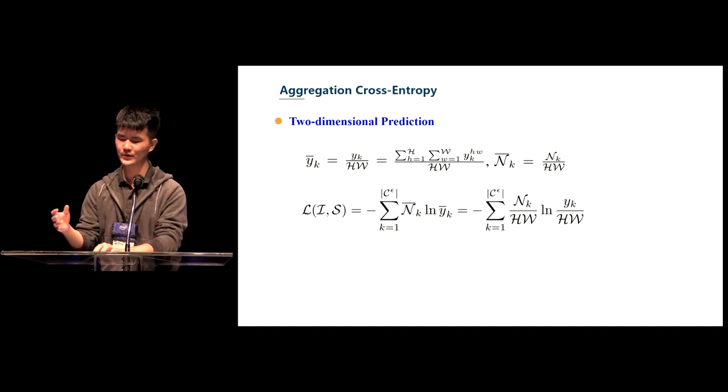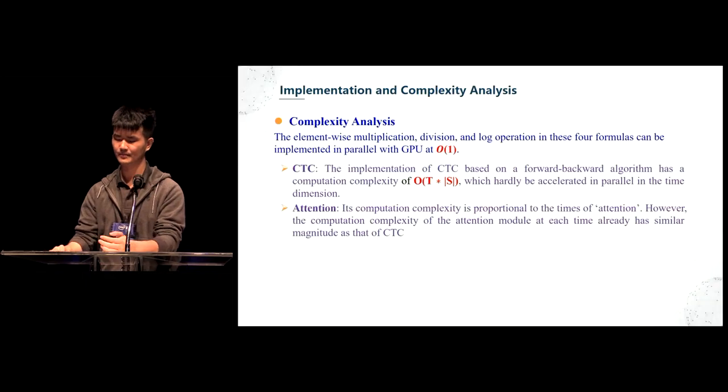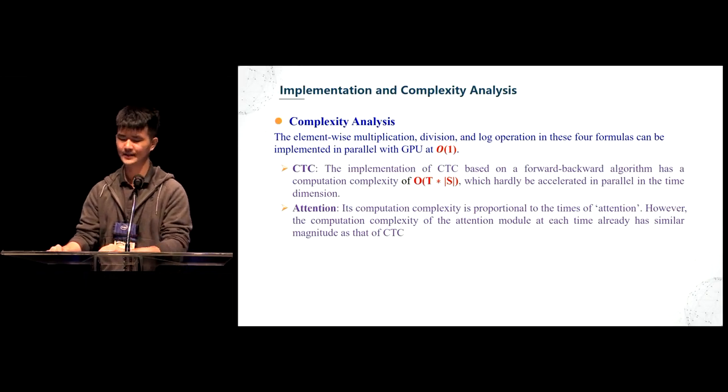The proposed ACE loss function can also be used for 2D prediction problems. All you need to do is directly flatten the 2D prediction into a 1D prediction. The basic operations in ACE can all be implemented in parallel on GPU. So the inference and backpropagation are much faster than those of CTC and attention.